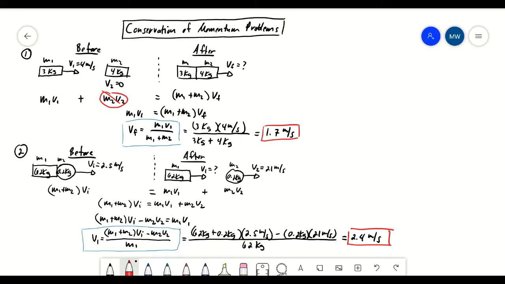Okay, so that's how we do it. We generate our equation using P equals mv, momentum before equals momentum after.